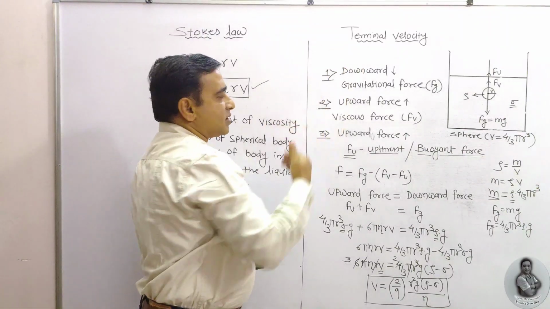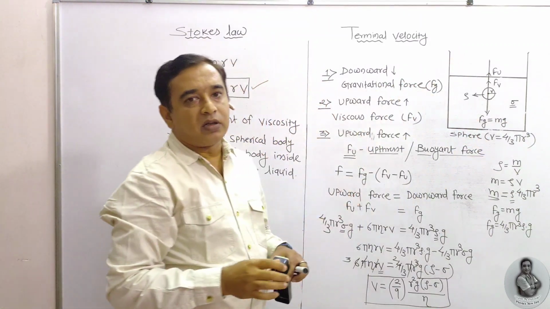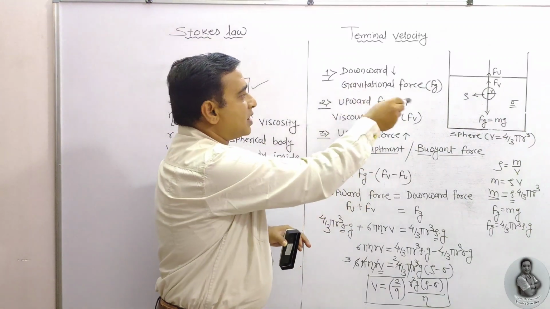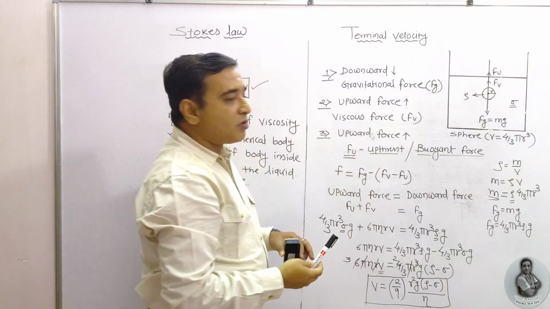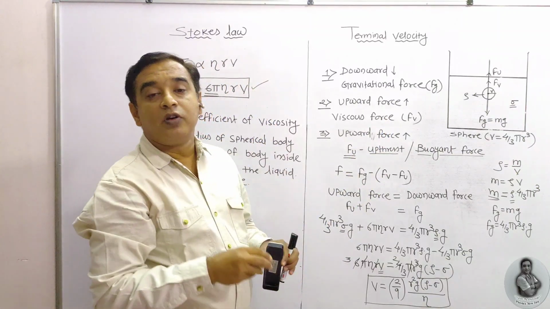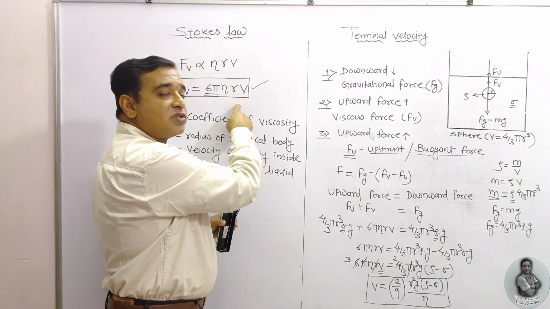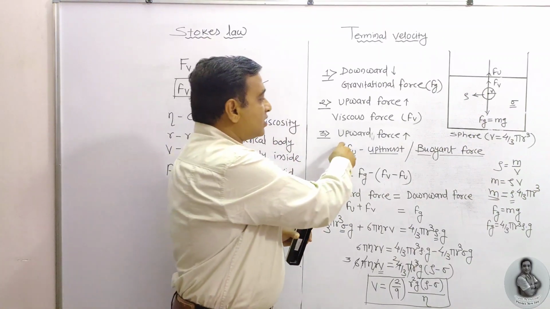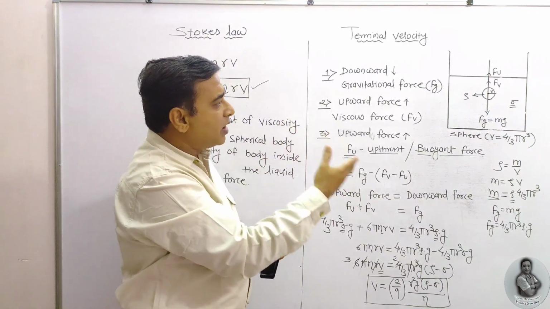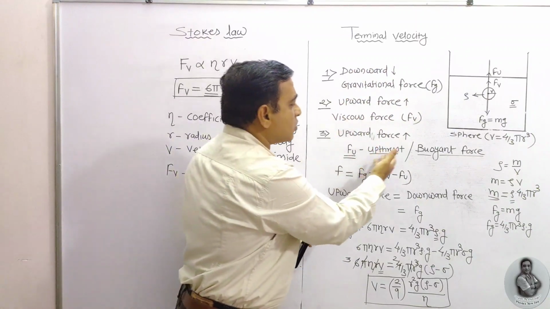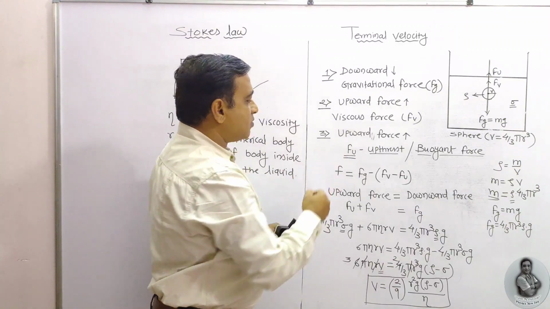Now, in case of terminal velocity, there are three forces acting on the spherical body when it falls inside the liquid. One downward force, that is the gravitational force, which is always acting on the body. One upward force, that is the viscous force, which opposes the motion of the spherical body inside the liquid, that is Fv, which we have already calculated as 6 pi eta Rv. Then we have one more upward force applied by the surrounding medium, that is the liquid, in the upward direction, known as upthrust. It is also known as buoyant force. That buoyant force or upthrust is denoted by the symbol Fu.